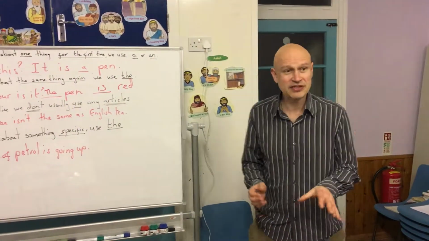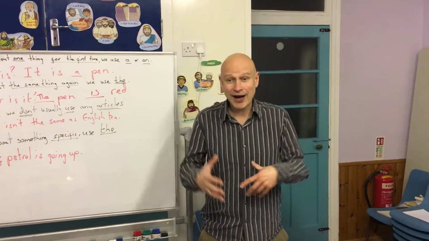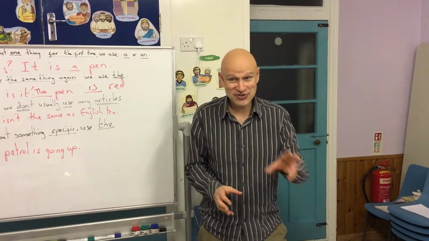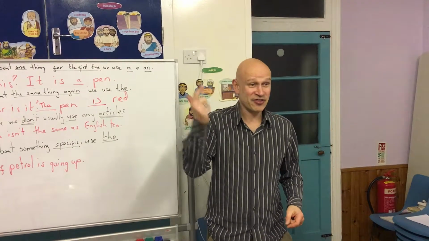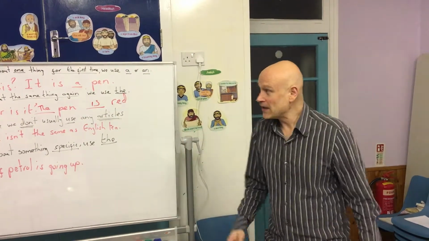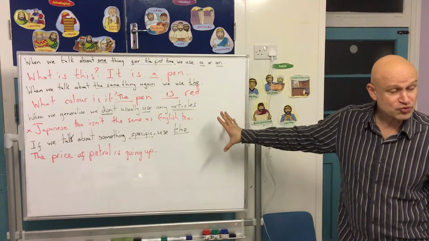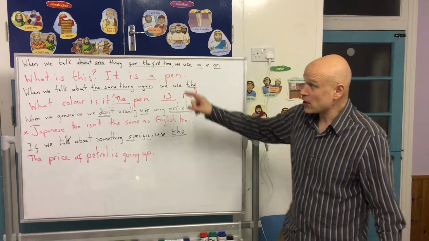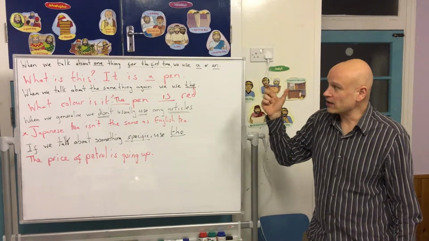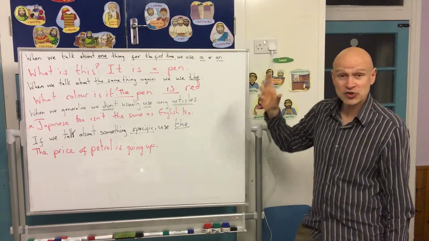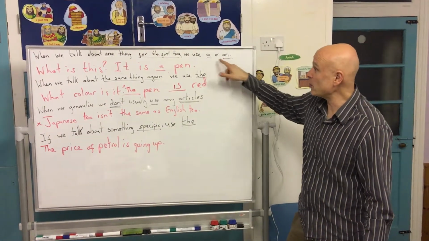This is the pre-intermediate group and we're continuing our journey into the use of articles: a, the, and nothing. Now, these are the four most important rules that we have learnt today. When we talk about one thing for the first time, we use the article either a or an.